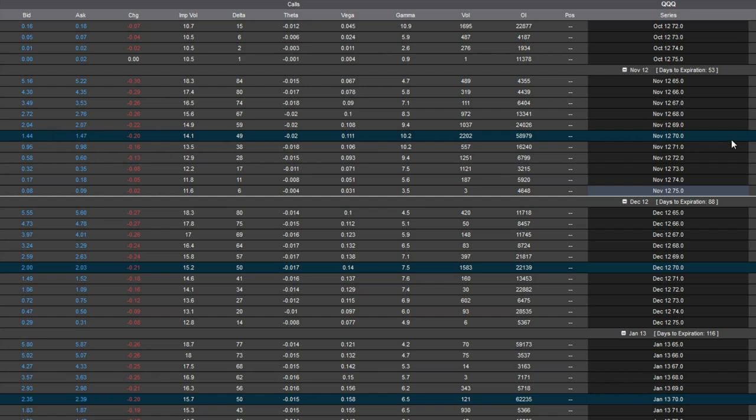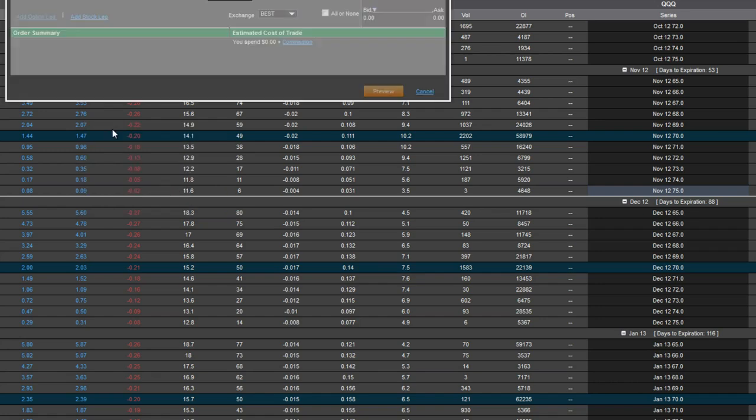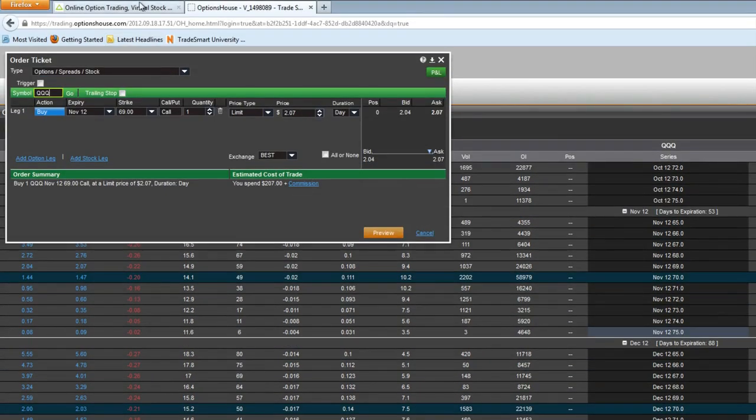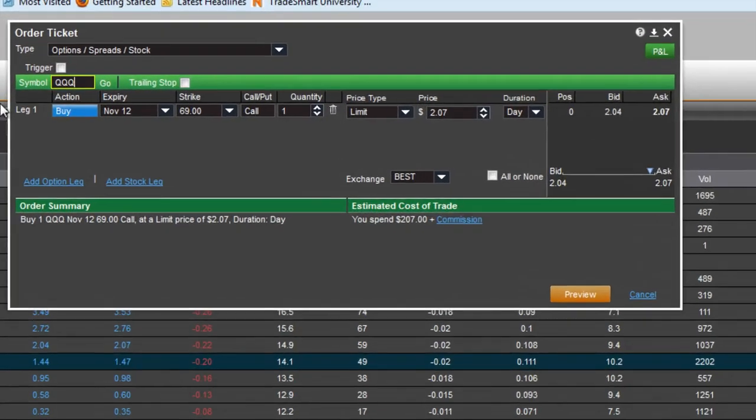So I'm going to click on the November $69 call option, and I'm going to click on buy QQQ. Boom. Now that brings up our ticket. I'm going to zoom back in here so we can see all these details.